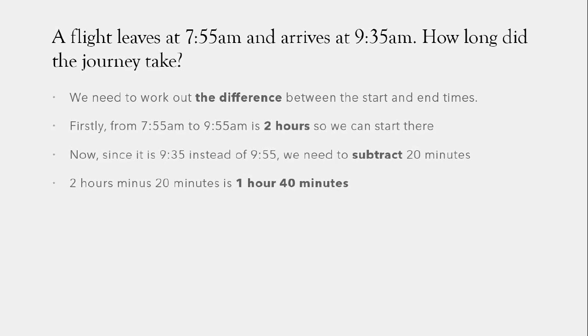So from 7:55 to 9:55 is 2 hours. So we can start by adding those 2 hours. But because it's 9:35 instead of 9:55, we now need to take 20 minutes back away again, because we're 20 minutes later than the flight arrives. So we take those 20 minutes away, and 2 hours take away 20 minutes is 1 hour and 40 minutes. So that is the duration of the flight. That is how long the journey took.